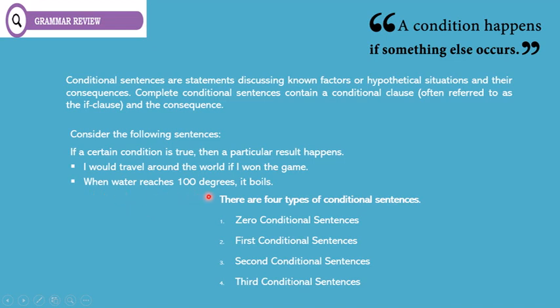When the water reaches 1000 degrees, it boils. Pay attention here. This is a conditional clause, when the water reaches 1000 degrees, and this is the consequences here. There are four types of conditional sentences. First, zero conditional sentences. Second, first conditional sentences. Third, second conditional sentences. And fourth, third conditional sentences.